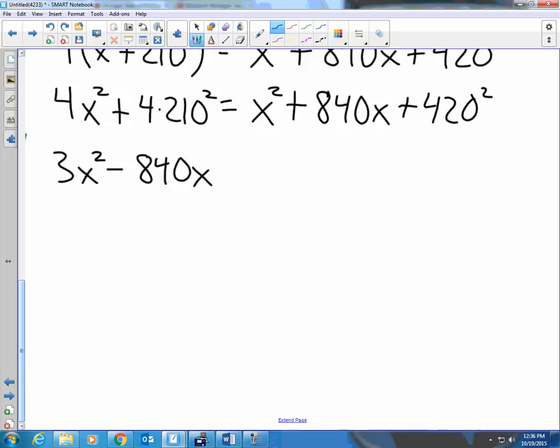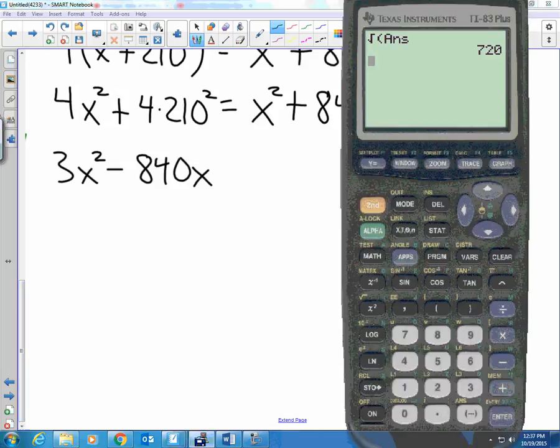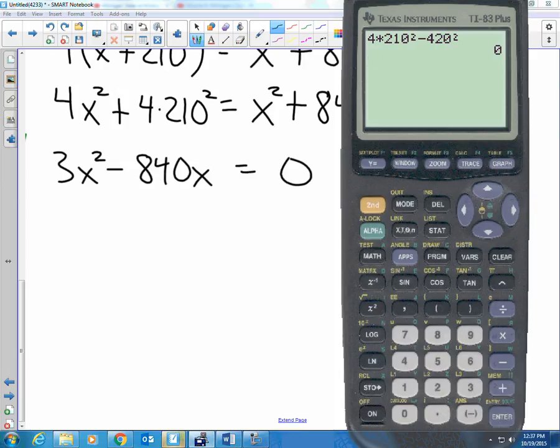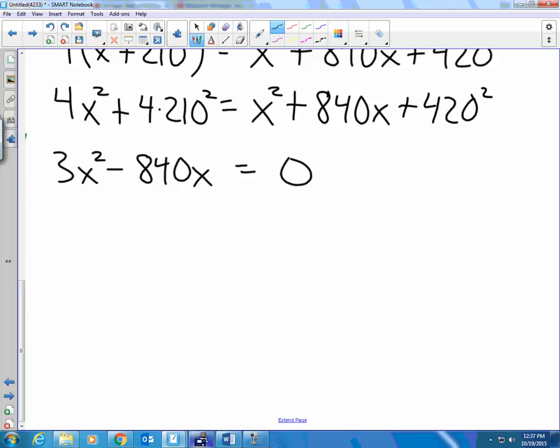And then I got to do 4 times 210 squared minus 420 squared. So 4 times 210 squared minus 420 squared is 0. Awesome. So it looks like the 4 times 210 squared and the 420 squared just canceled, right? It's pretty good. Factor. What can you take out? And a 3. You're left with?